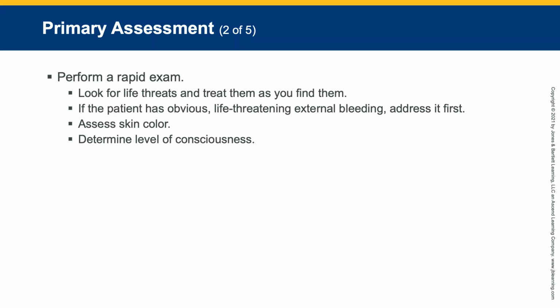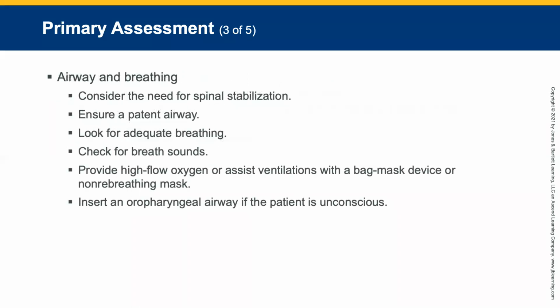What is their skin color? Determine their level of consciousness. And we know we've talked about using the AVPU scale. Ensure that the patient is breathing. Provide high flow oxygen or assist ventilations with a BVM or non-rebreather mask. Insert an oral or nasal airway to secure the patient's airway if they're unconscious. I know it says oropharyngeal, but you also need to remember a nasal airway too.